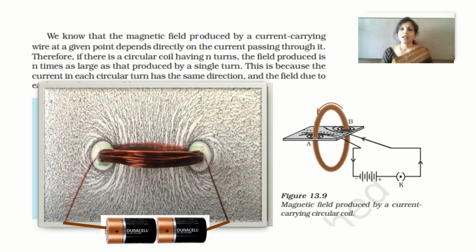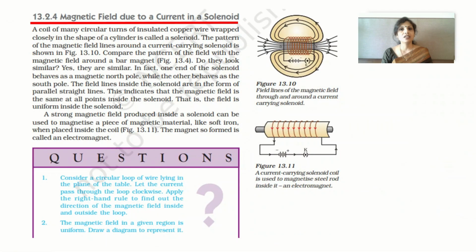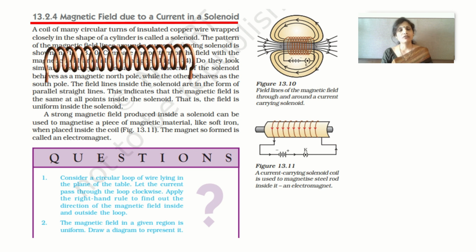Alright children, after this we discussed magnetic field due to a current in a solenoid. An important topic, I said, because in question papers, questions based on solenoid are many times asked. It is a coil of insulated copper wire in the form of a cylinder like this, that is called a solenoid, and the magnetic field in a solenoid is very strong, because every loop is increasing the strength of the current and therefore increasing the strength of the magnetic field also.